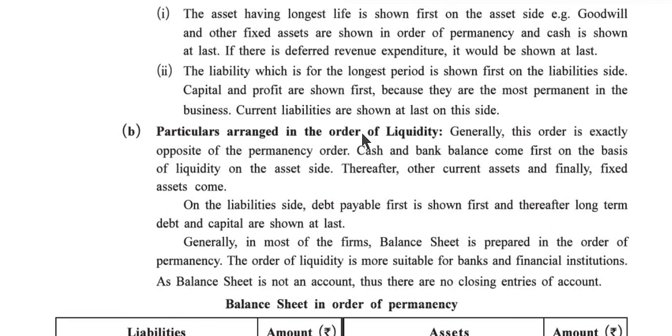Particulars arranged in the order of liquidity. Generally, this order is exactly opposite of the permanency order. Cash and bank balance come first on the basis of liquidity on the asset side. Thereafter, other current assets and finally fixed assets come. On the liability side, debt payable first is shown first and thereafter long-term debt, and capital is shown at last.